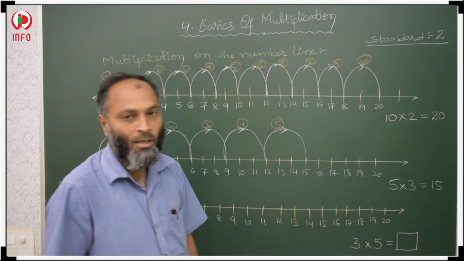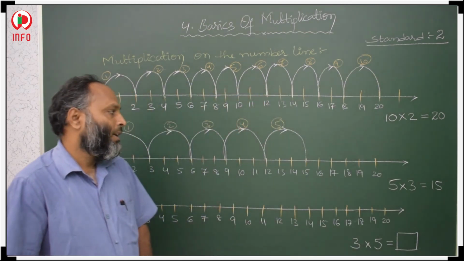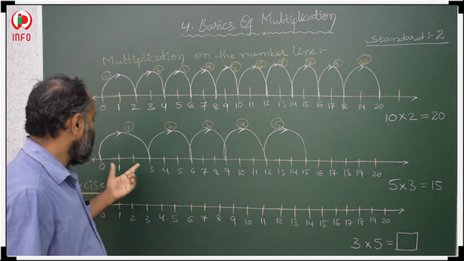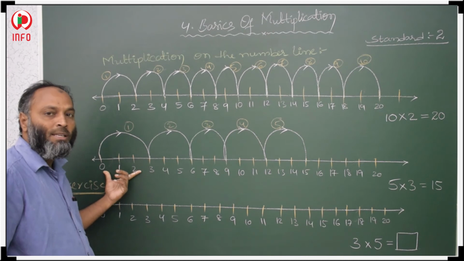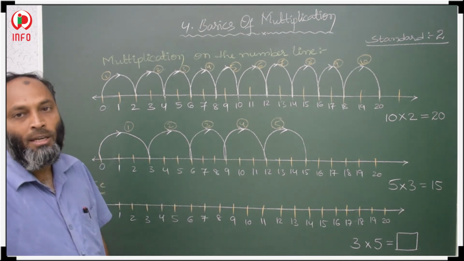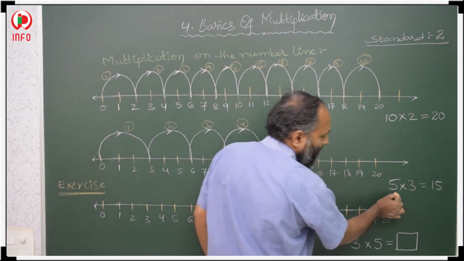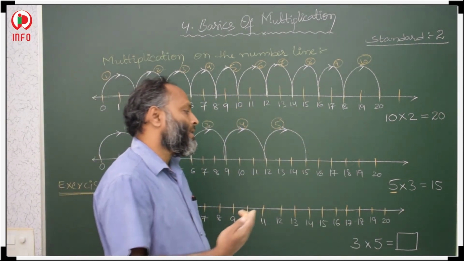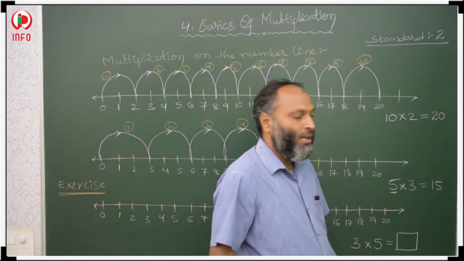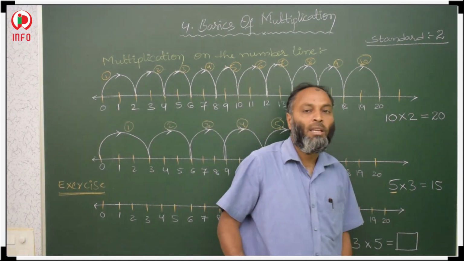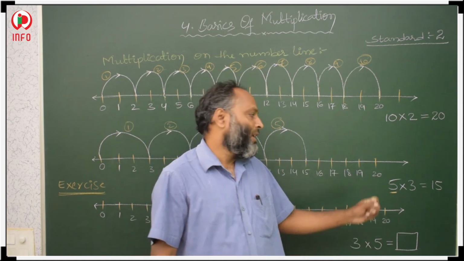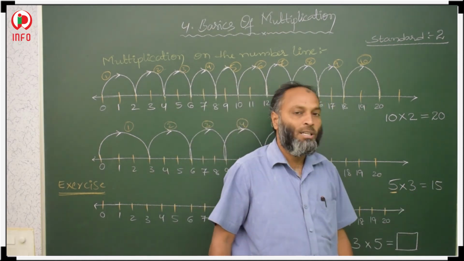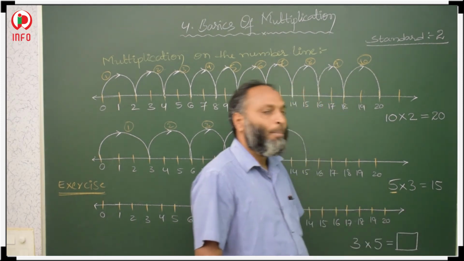Where does it stop? 15. So here we need the number of times we skip count, and how much skip counting is there: 3 skip counting. So multiply with that number. The first one shows the number of times of the given skip counts. Here the skip counting is 3. So multiply 5 with 3, then you will get 15. By using multiplication we can find like this.